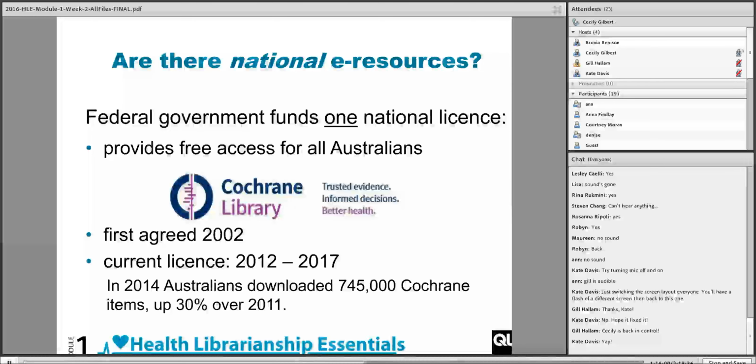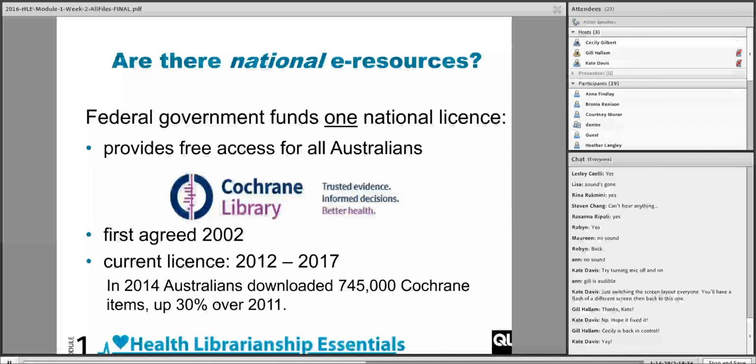For a long time, the federal government has funded just one national licence, and this is one we can all agree on. We've got free access for everyone in Australia to use the Cochrane Library, and no better resource to be providing for everybody. The funding comes through the National Health and Medical Research Council, and Australia was one of the first countries to take on a national licence for Cochrane. Our current licence ends 2017. As I said, this is an election year, and that's one of the things that we really want to protect.